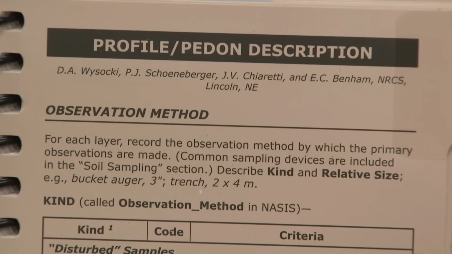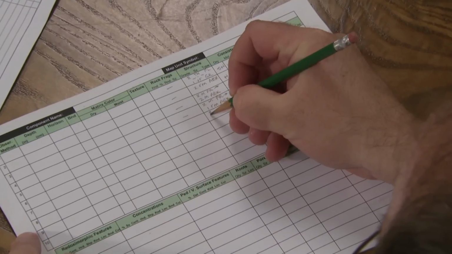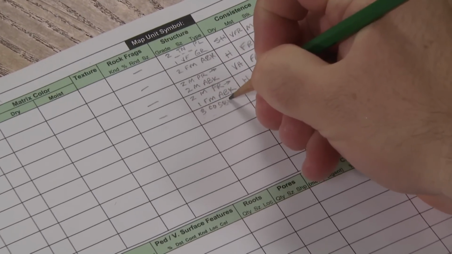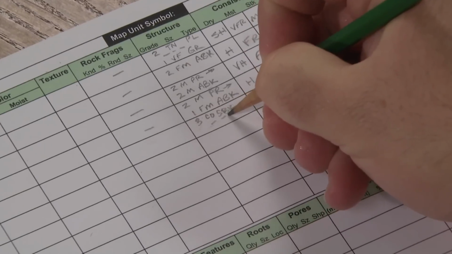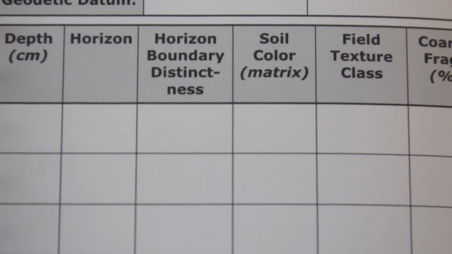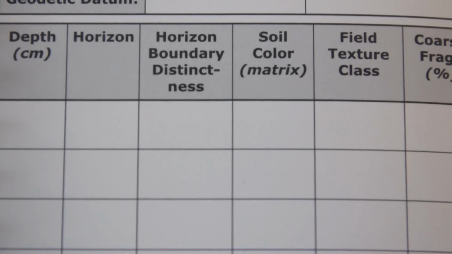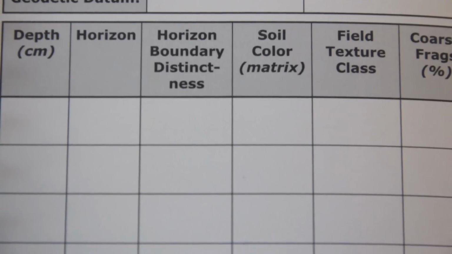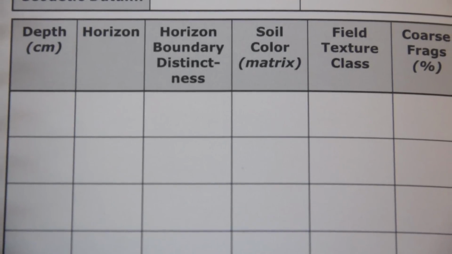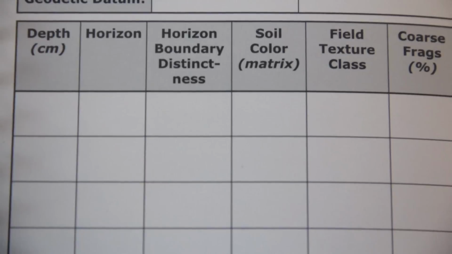So Section 2 is the meat and potatoes for most people, which is the actual profile description content. It's laid out again to follow the general sequence that's followed by the standard 232 form, which is to say starting out with horizon observation method and depth, horizonation, color, features, texture, rock fragments, etc., etc.